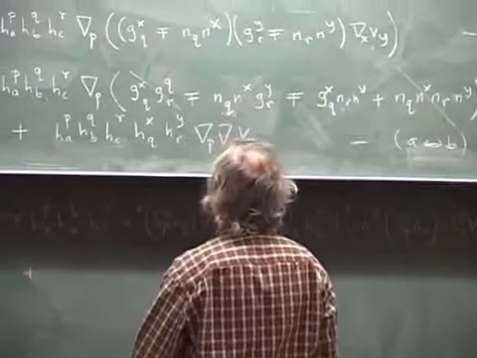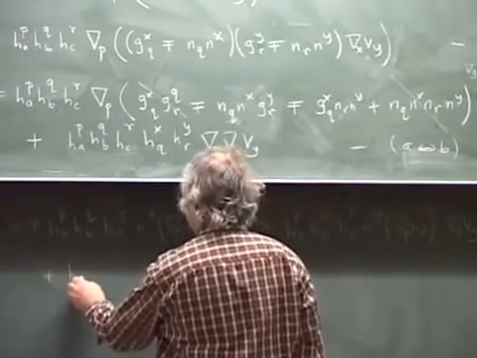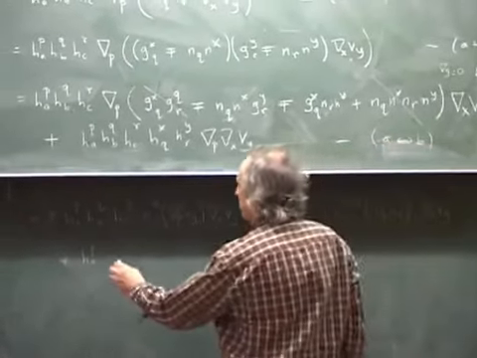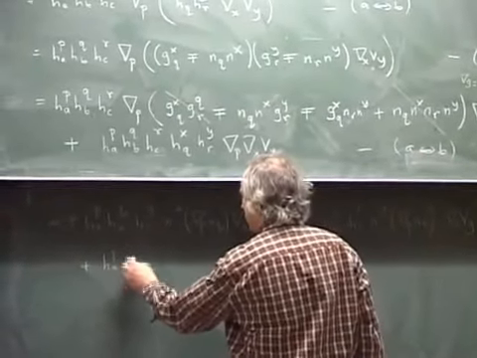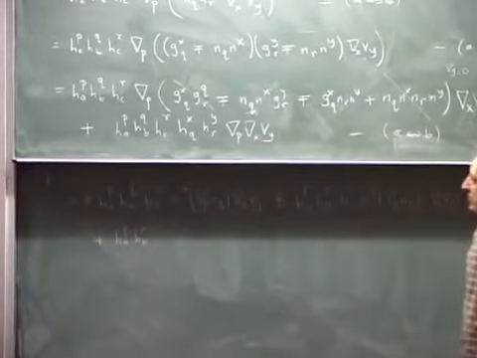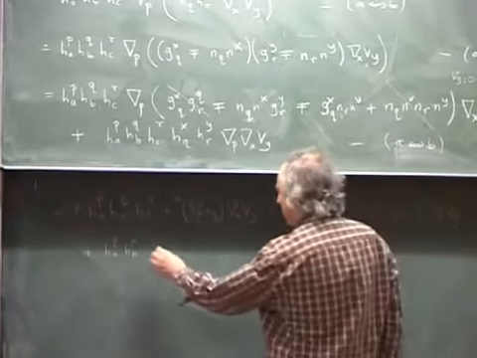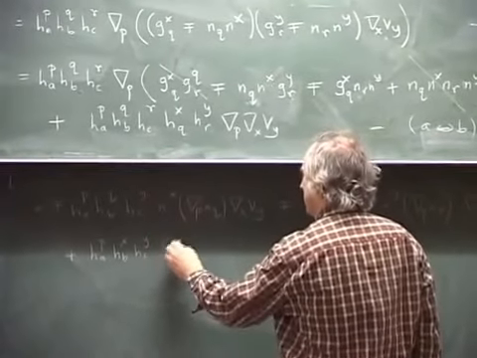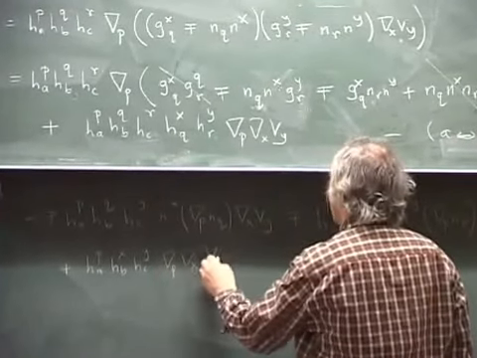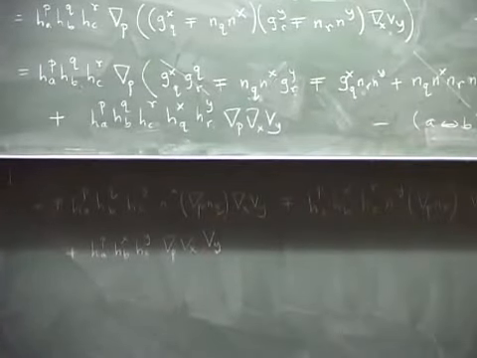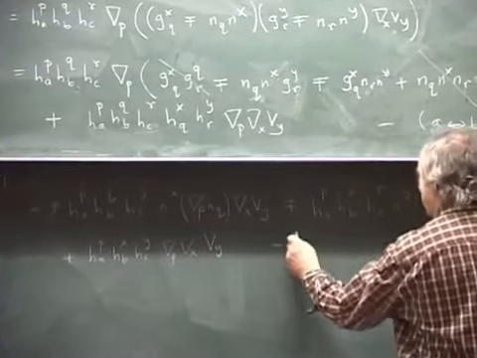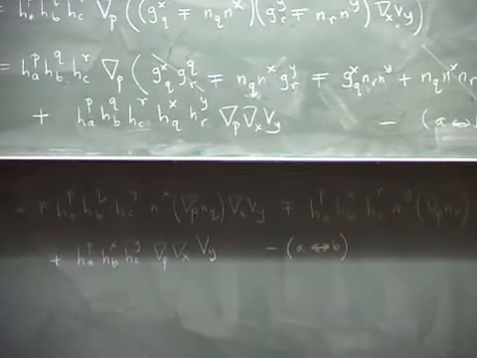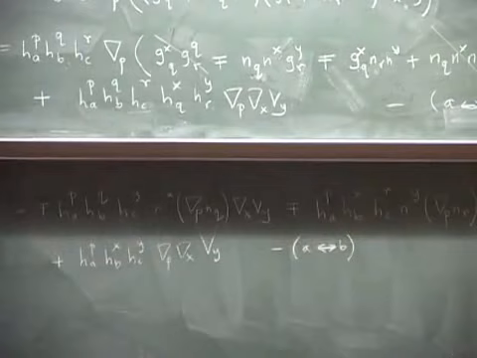So you end up with plus HAP, about which you can do nothing. HBQHQX is HBX. HCR HRY is HCY. Then you have del P, del X, Vy. And then you subtract off the same lot of stuff with A and B swapped round. So that's the first step.